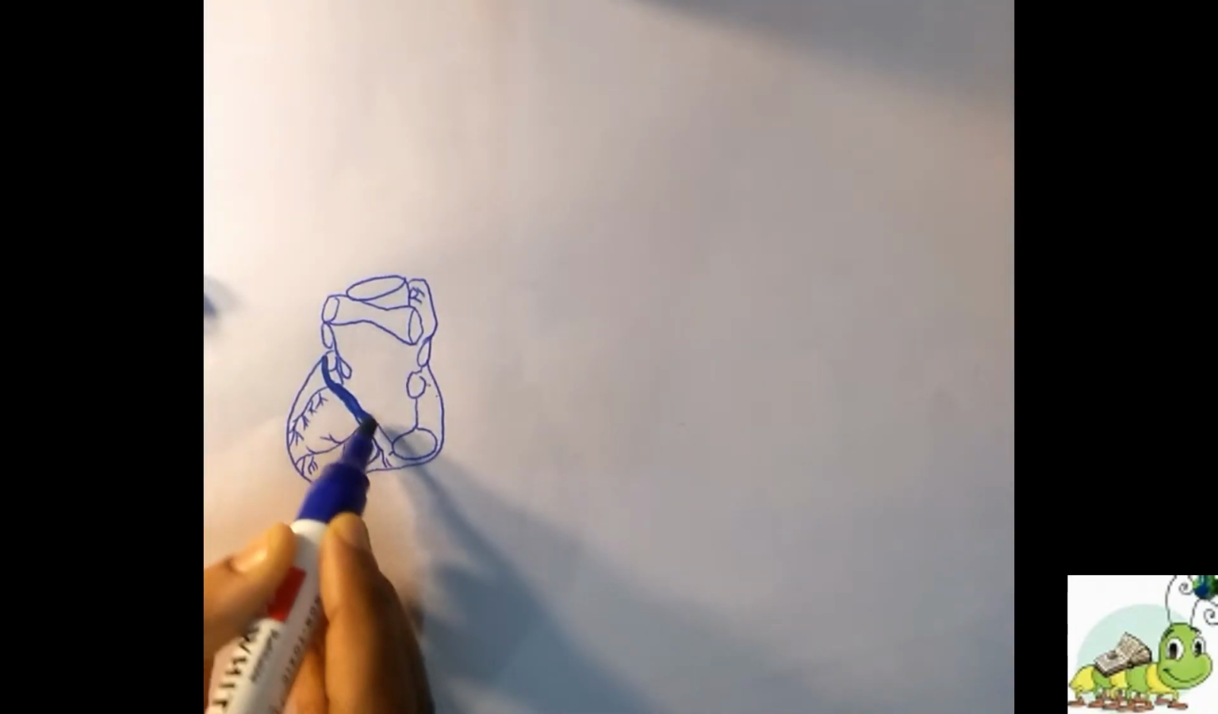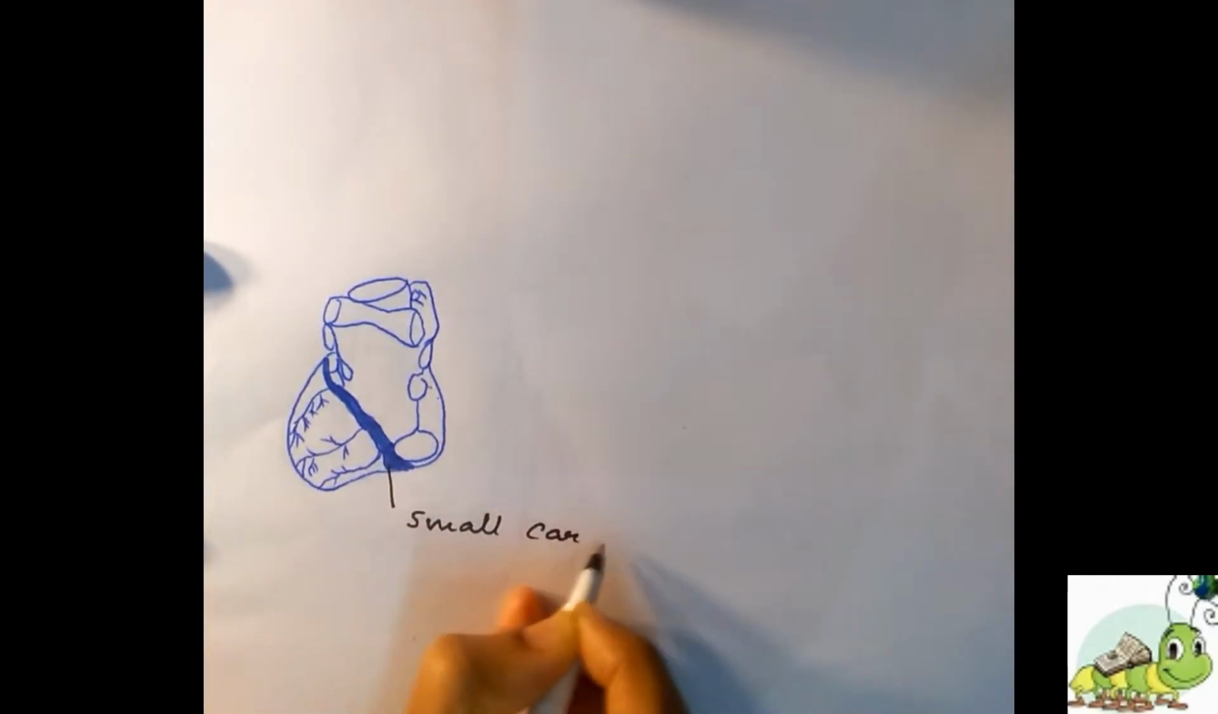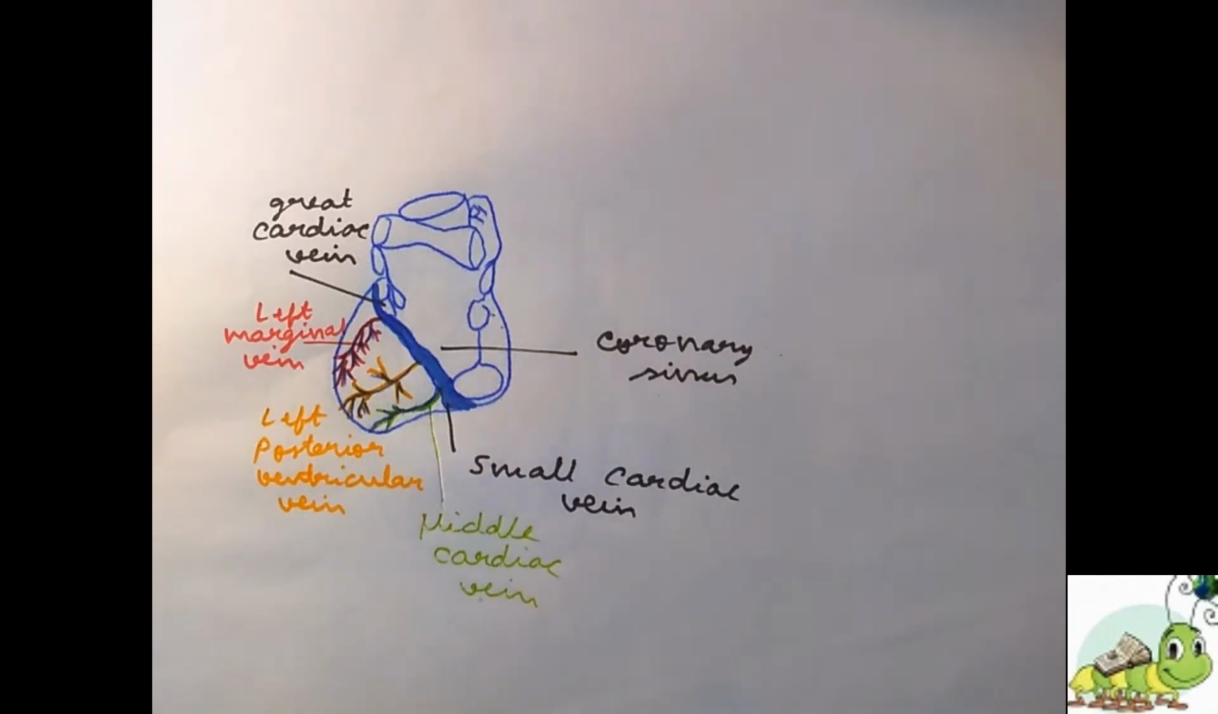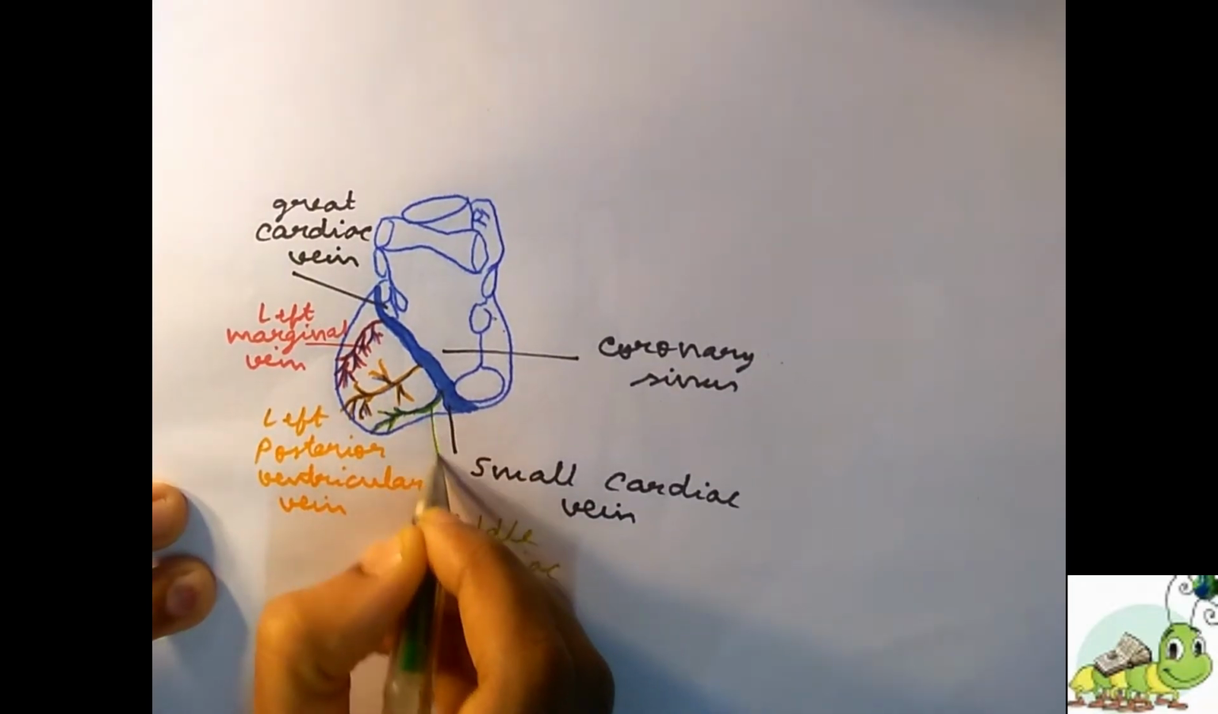It originates at the apex of the heart and follows the anterior interventricular groove into the coronary sulcus and around the left side of the heart to join the coronary sinus. The small cardiac vein is also located on the anterior surface of the heart. This passes around the right side of the heart to join the coronary sinus.